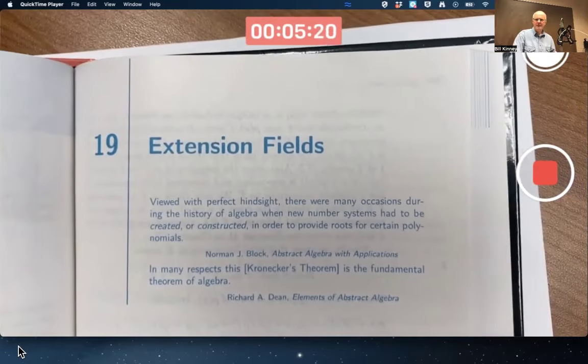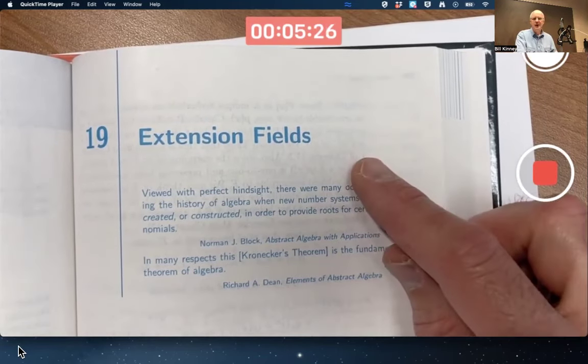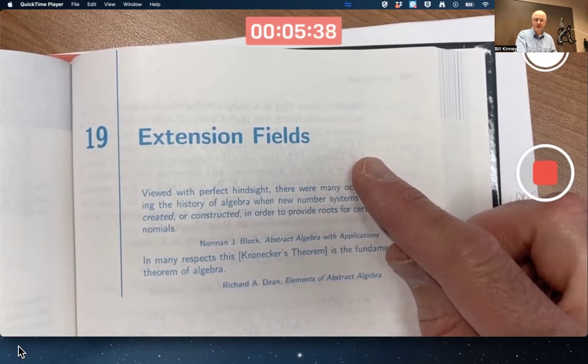So what we're going to do today is work through the new chapter 19. The old chapter 19 was about vector spaces, but the new chapter 19 is about extension fields. This is a pretty tough subject. Let's work through this together.